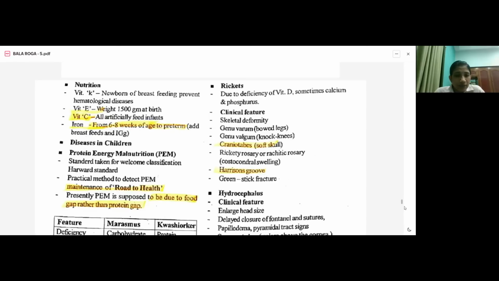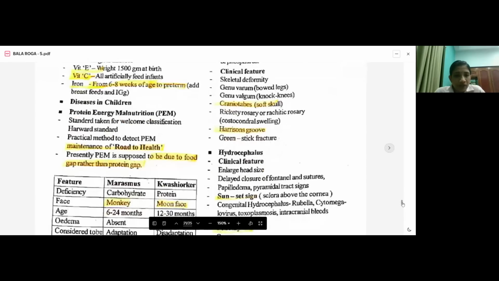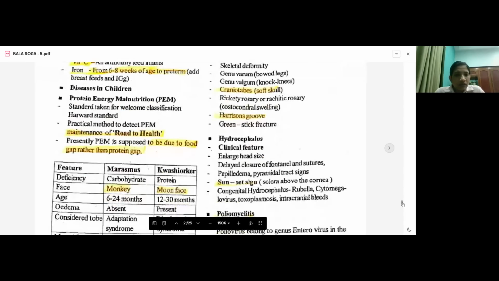And next is PEM, that is protein energy malnutrition. It's a very important question. Okay. Mainly, protein energy malnutrition can be divided into two, that is marasmus and kwashiorkor. The features are very, very important. You have to study them.